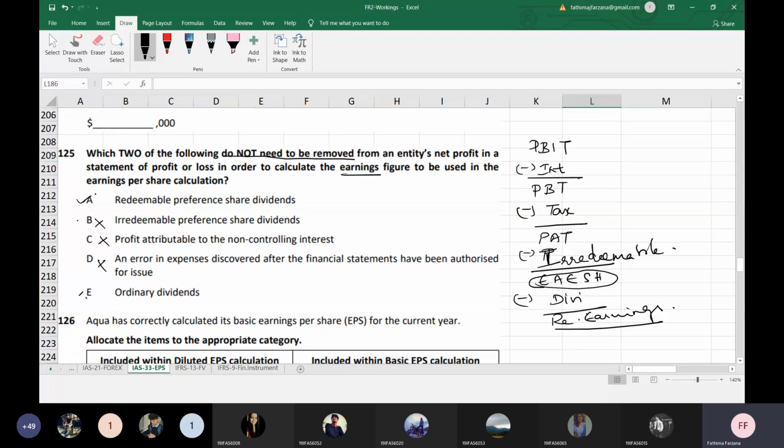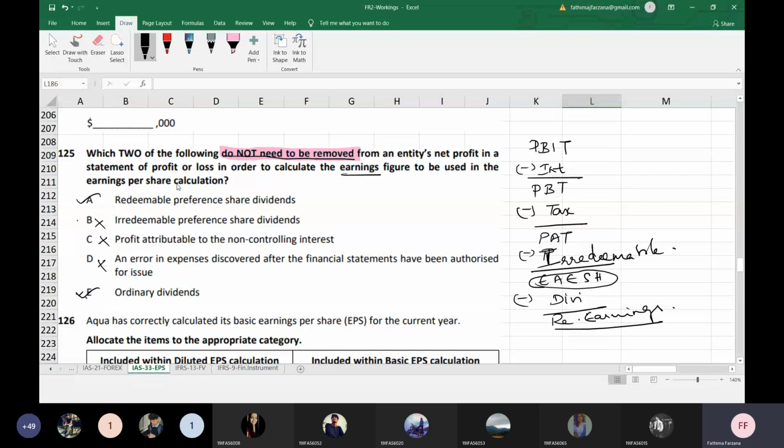So in this question, the understanding is very different because the question was asked in reverse. Whenever a reverse question is asked, you turn it around and find and exclude the options. This will take some time to understand. They've given here very clearly which do not need to be removed from an entity's net profit in a statement of profit or loss in order to calculate the earnings figure to be used in earnings per share. Which need not be removed means redeemable and ordinary shares, that is who are going to get it. Them we need not remove. The remaining ones we have to remove.